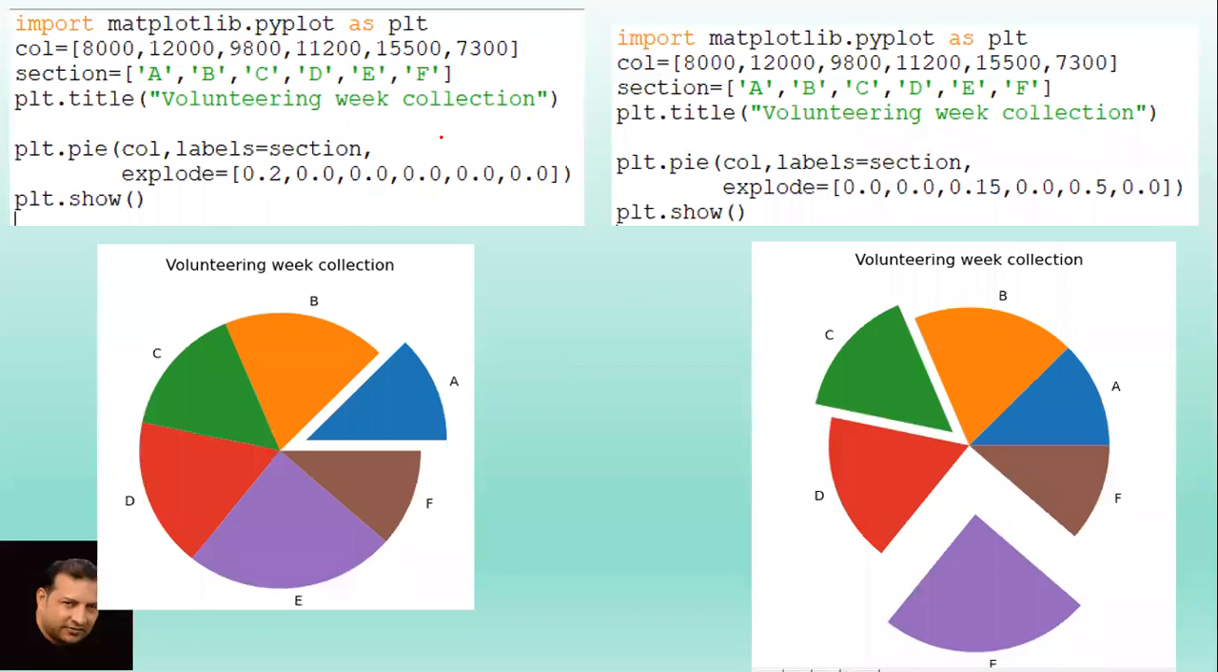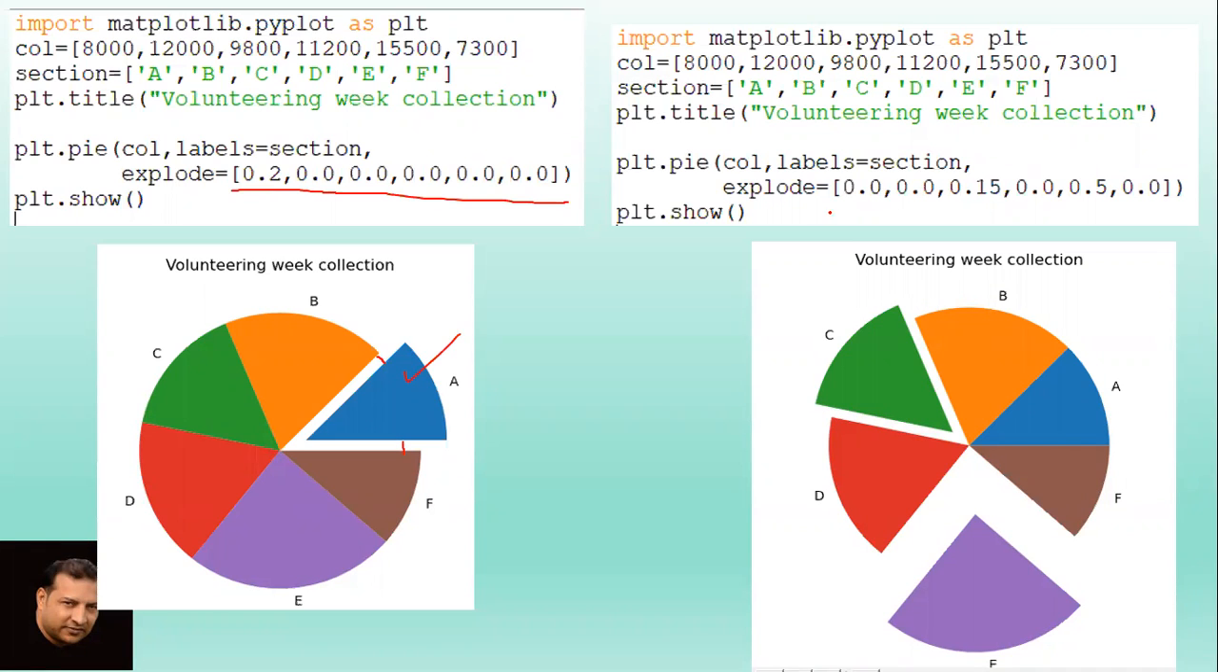Now see, these are two examples. Explode is equal to 0.2, all others are 0 values. Because we have 6 sections, we have to take 6 values for explode, otherwise there will be an error. So you can see first A is being exploded with a distance of 0.2.